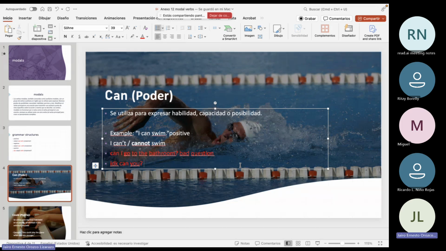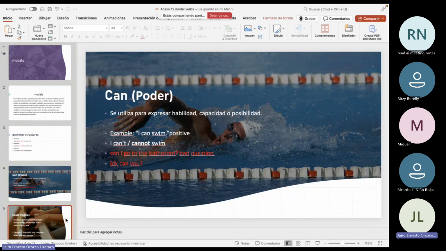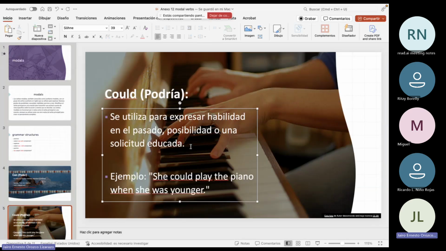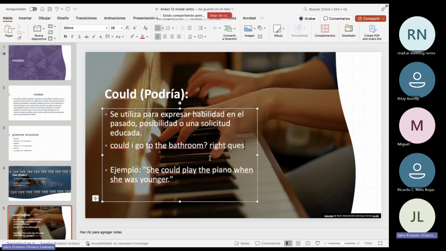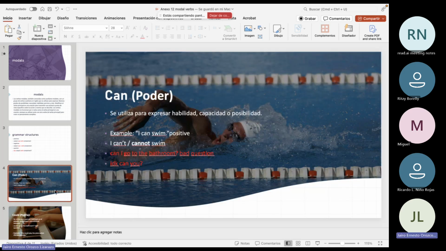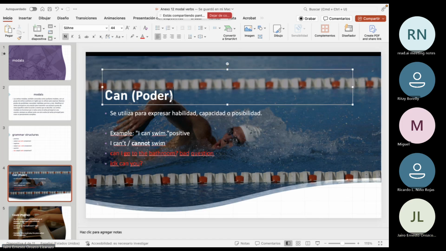So what is the right way to ask if I can go to the bathroom? Could. That could be another possibility to say. Could I go to the bathroom? This is the right question. Okay. So don't use can to make this kind of question. Don't use it for permission. No lo usan para permisos o para pedir algo. No lo usan. Okay?